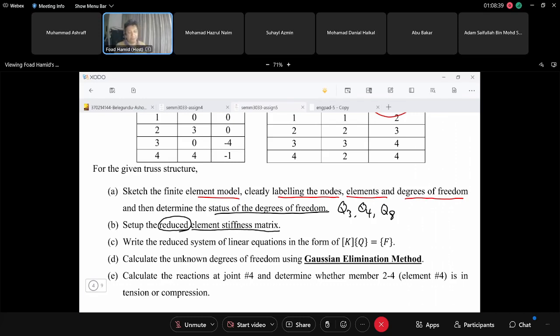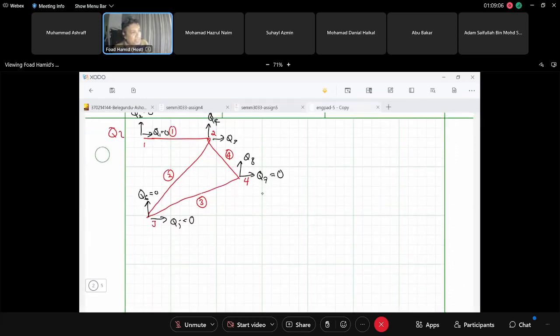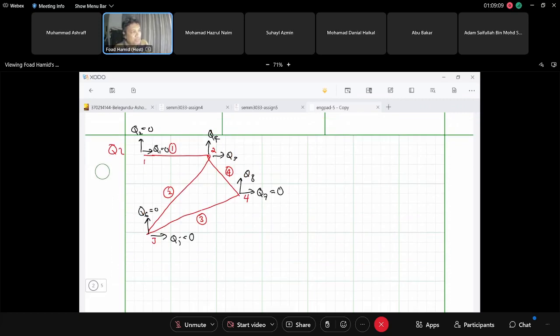Okay, so what is meant by reduced element stiffness matrix? Anyone? What is meant by reduced matrix? Okay, never mind. Hold that thought. Let's try to do it element by element. So now, note that we have the element connectivity table and so on.